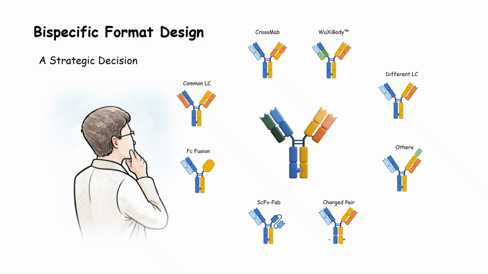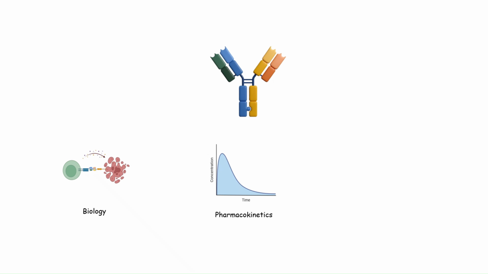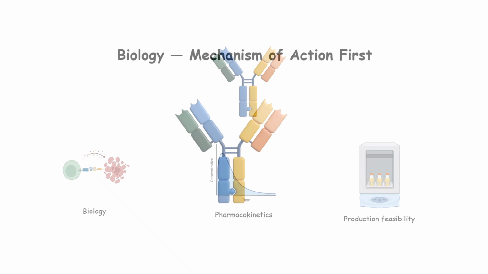Bispecific antibody format design is a strategic decision that balances multiple scientific and development considerations throughout the therapeutic lifecycle. Successful bispecific antibody design requires balancing multiple factors such as biology. The mechanism of action should guide the molecular architecture. Pharmacokinetics. The format needs to support the desired exposure, half-life, and tissue distribution. Production feasibility. The bispecific should be straightforward to express, assemble, and evaluate during early discovery.